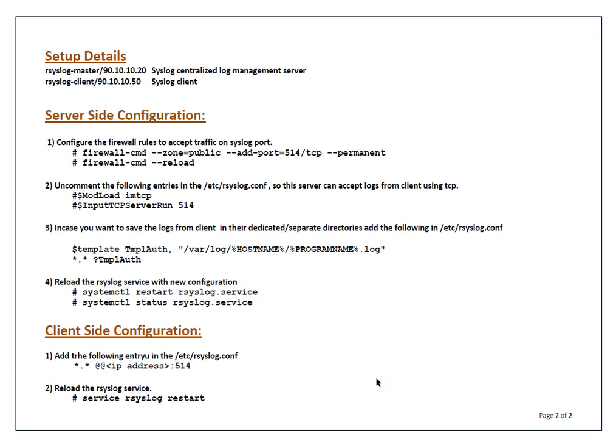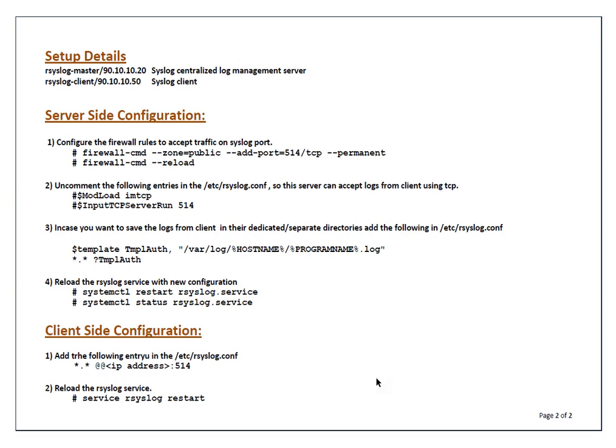I have listed the steps which I will be demonstrating in the technical session. First thing, configure firewall rules on the Syslog centralized server to accept traffic on port 514, which is the default Syslog port, on the TCP protocol. This is Red Hat 7, so I'm using firewall-cmd. Next thing, I am modifying the /etc/rsyslog.conf file so the server can accept syslogs on port 514 using TCP protocol connections.